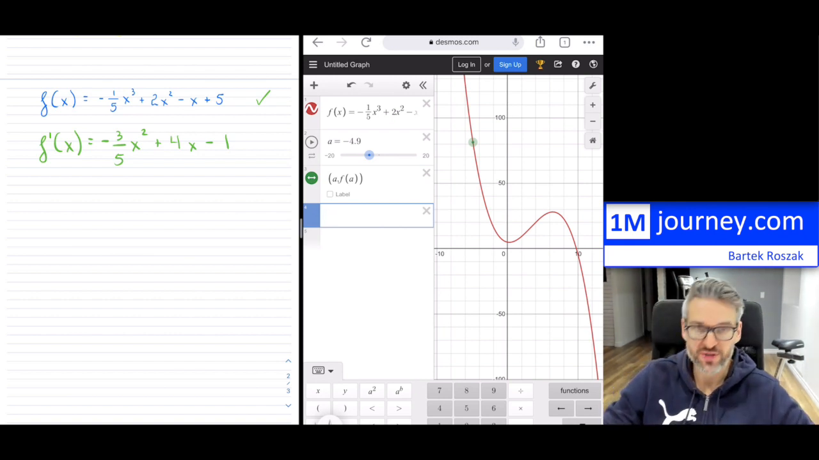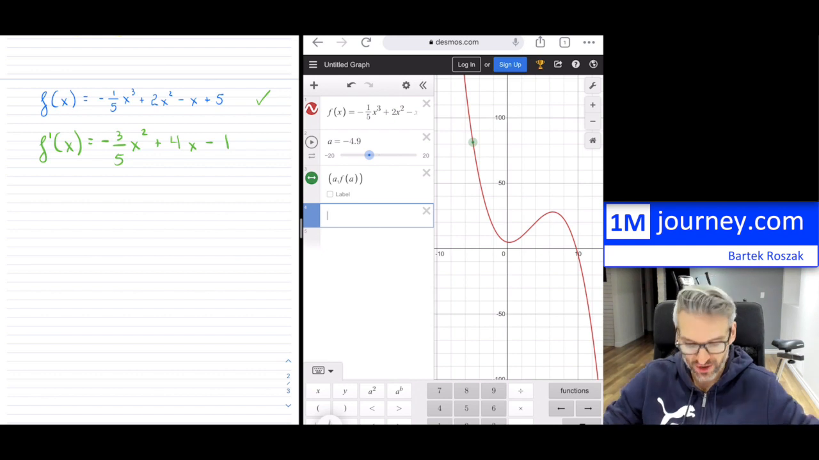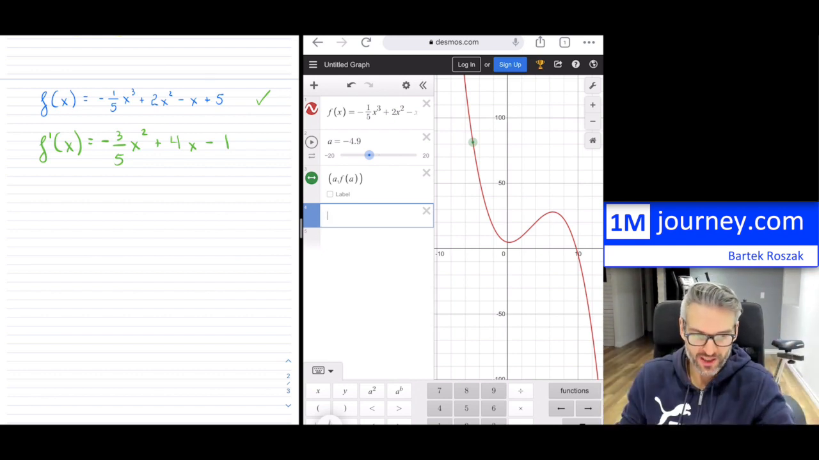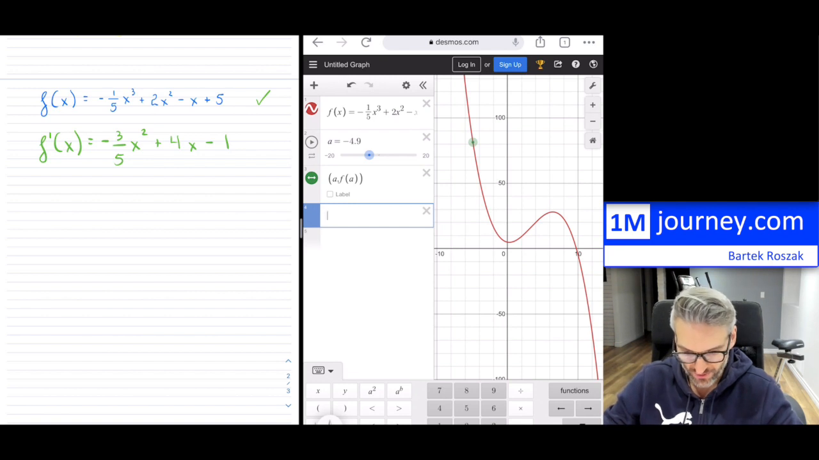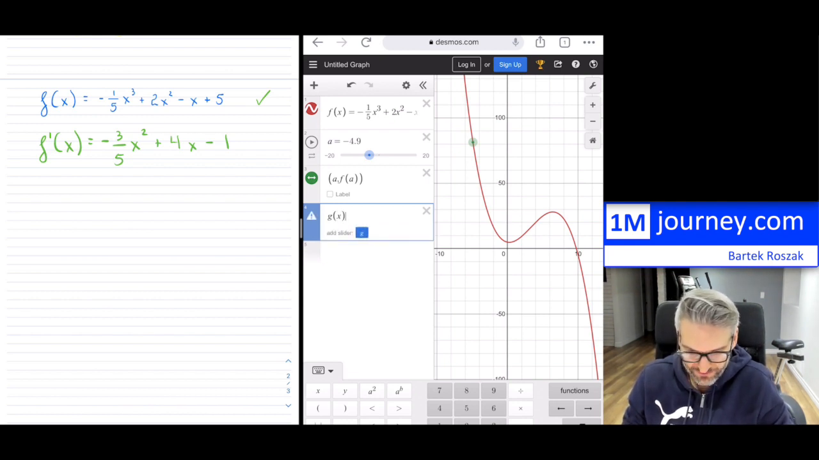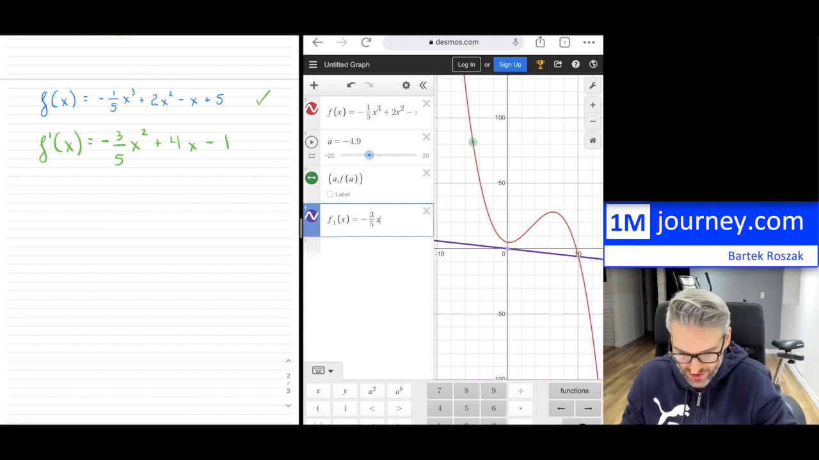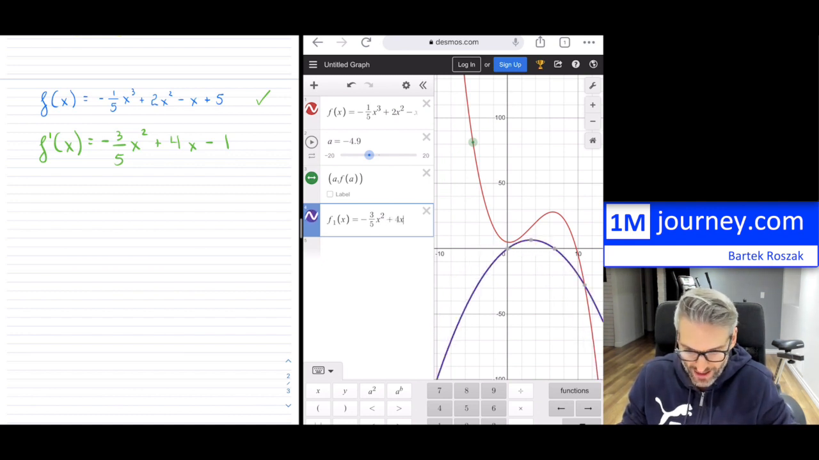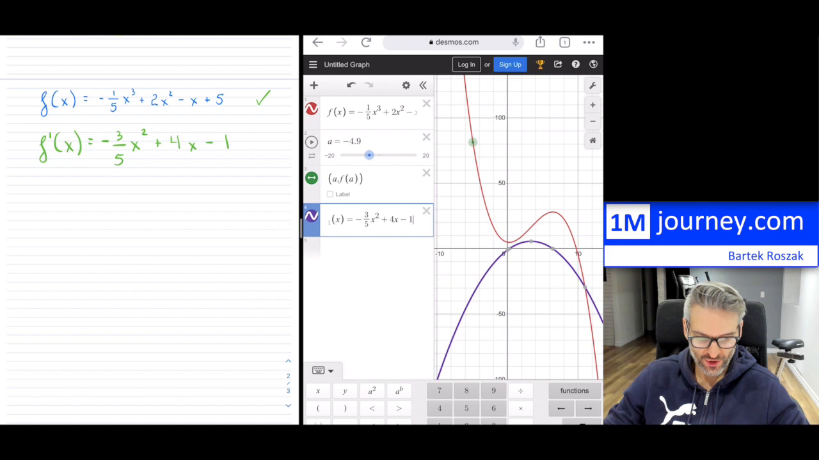And now this, of course, is a function. So this just tells us what the rate of change at every single point is. And we can certainly plot this function, right? So I'm going to plot the function in here. I'll call it f1, kind of for our first derivative in here: negative 3 over 5 x squared plus 4x minus 1. So that is a function, and we can see and plot the function in here.